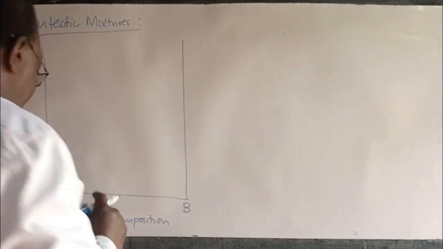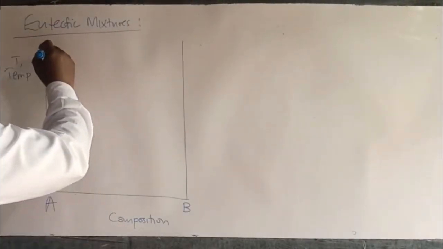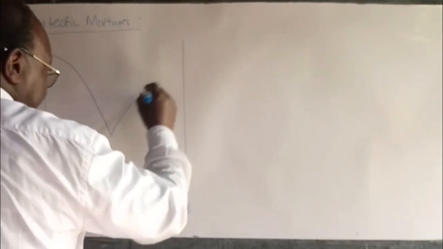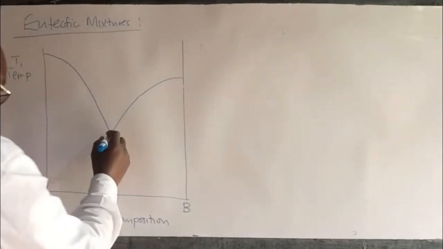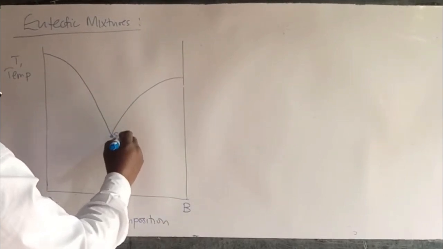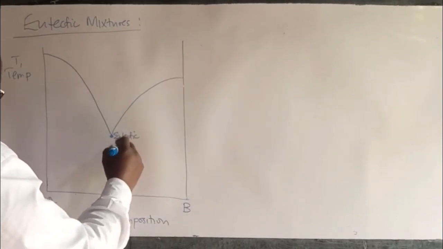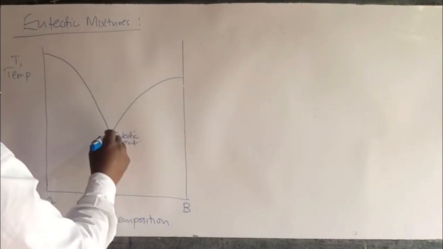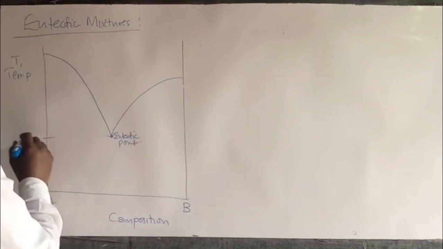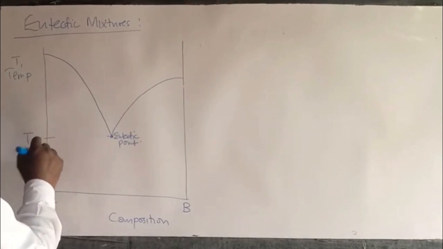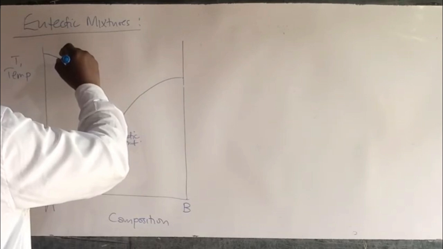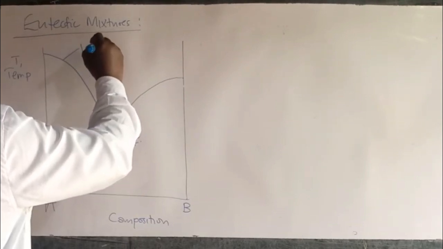So when you have the freezing curves, you're going to see that these freezing curves intersect at this particular point, which is the eutectic point, and that can be considered as the eutectic temperature. Let's call it eutectic temperature, EU. Let's call it eutectic point temperature. This is a freezing curve, or what we call a liquid curve.